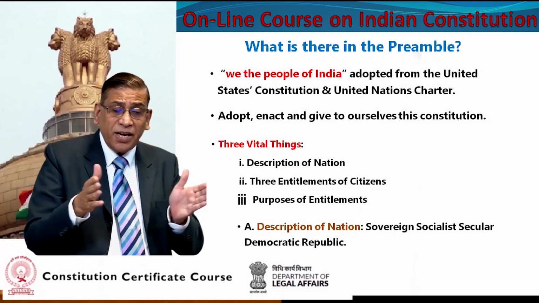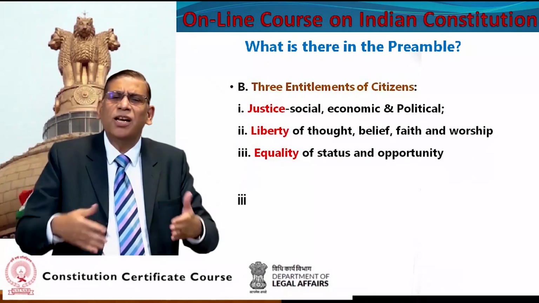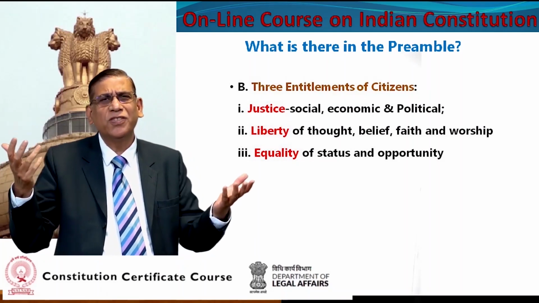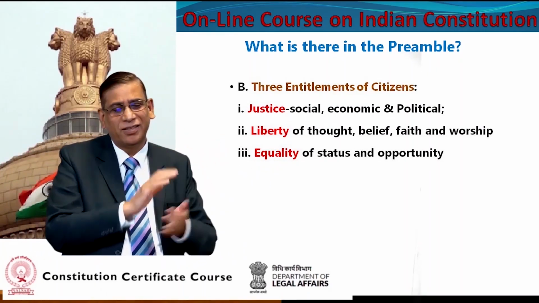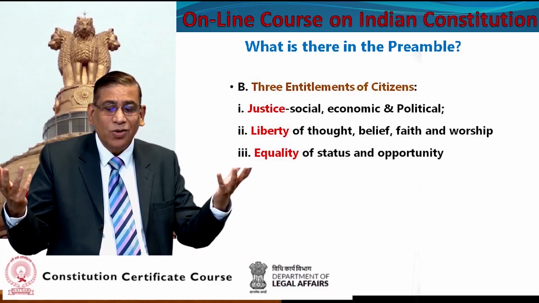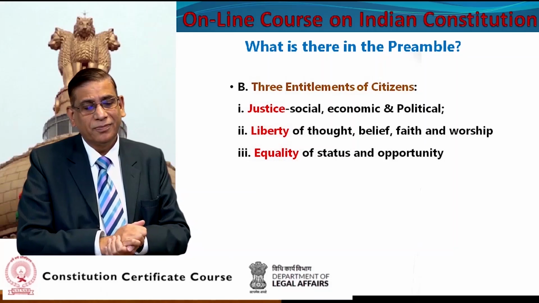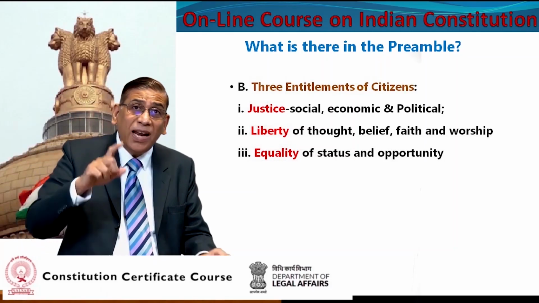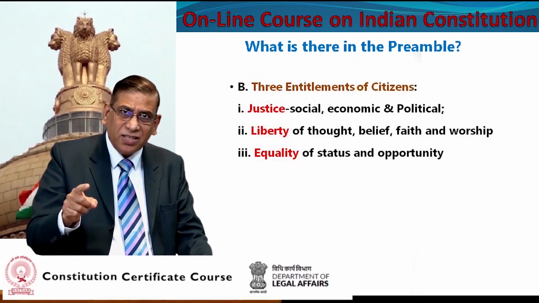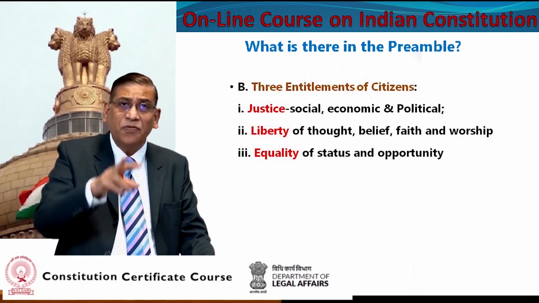Then it talks of three entitlements of citizens. What are those entitlements? Very crucial, important entitlements. One, justice. What kind of justice? Social, economic, and political. Two, liberty. Liberty of what? Of thought, belief, faith, and worship. And thirdly, it talks of equality as an entitlement. Equality of status and of opportunity. It talks of both kinds of equalities.